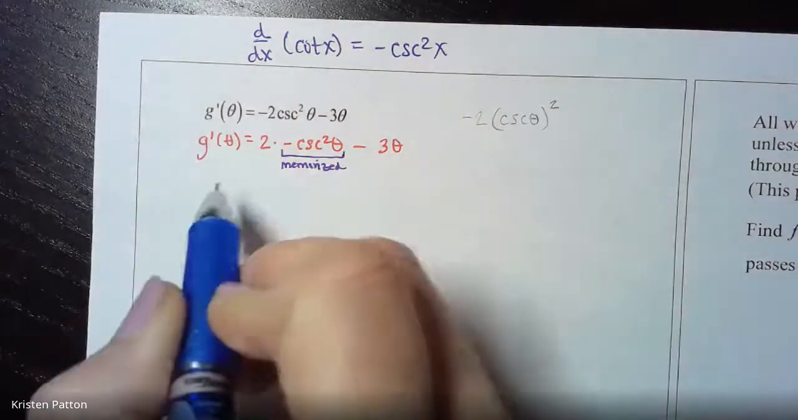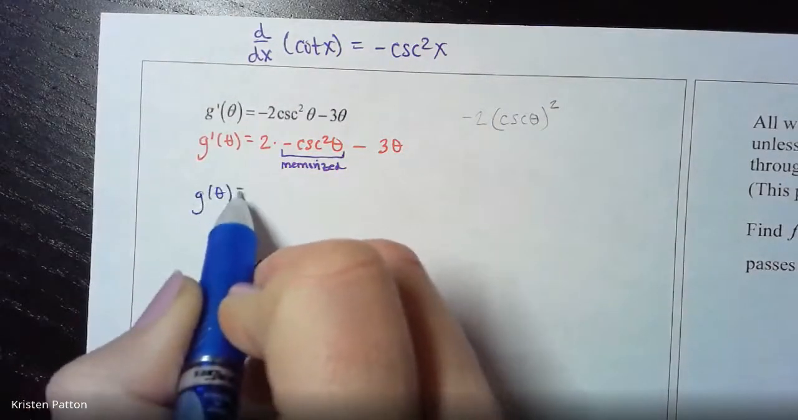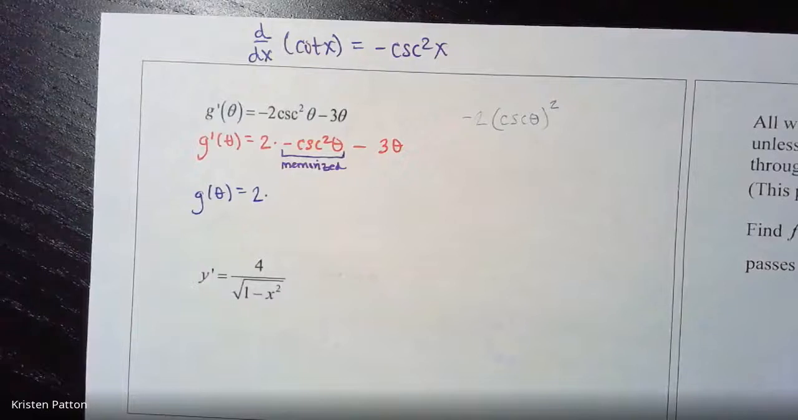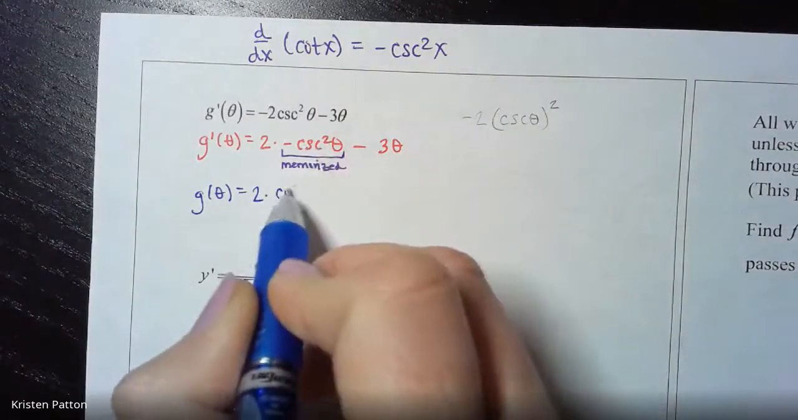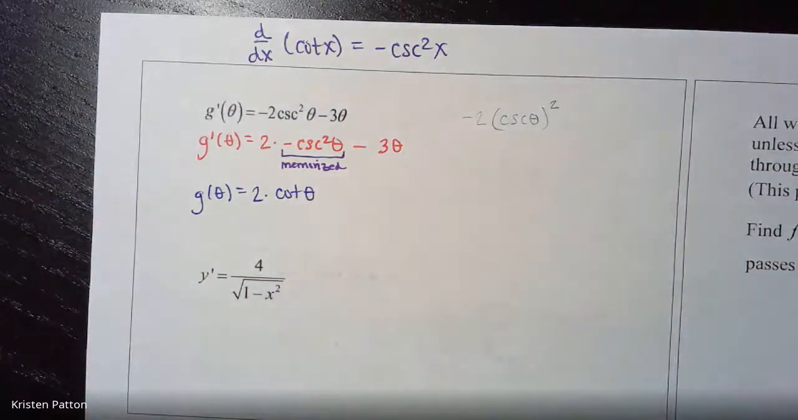So if this is the derivative, I'm ready to take the antiderivative. The constant multiple, the 2, is going to stay there. The negative cosecant squared theta becomes cotangent theta.